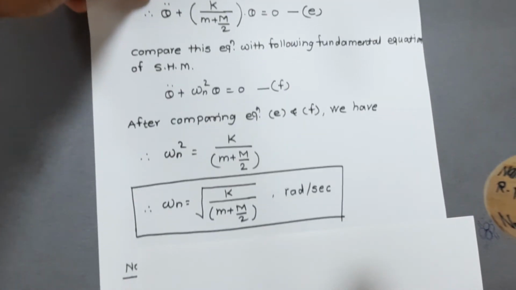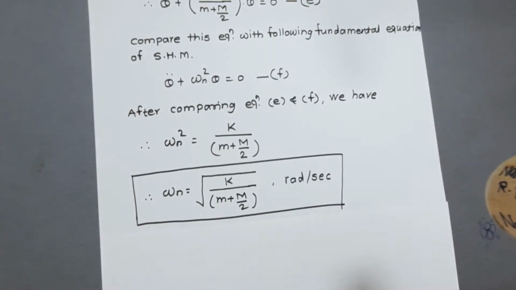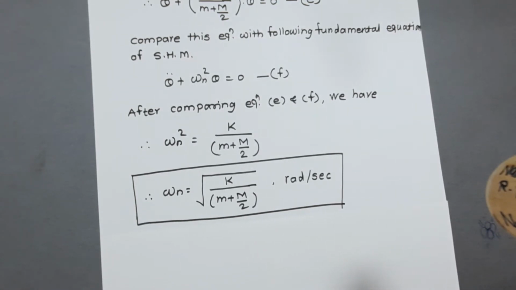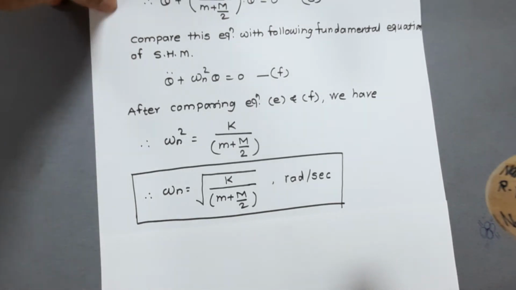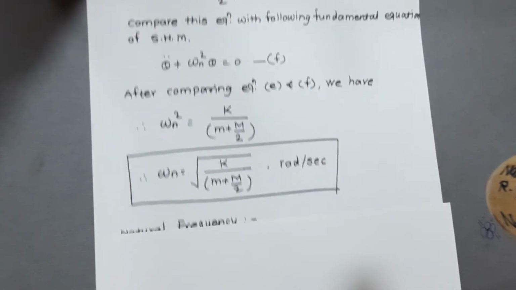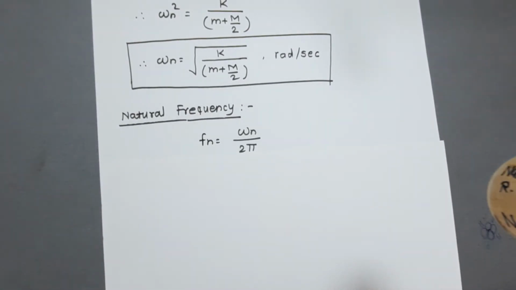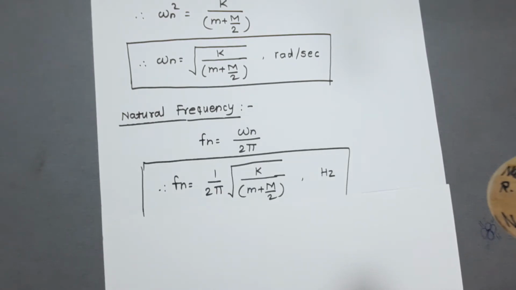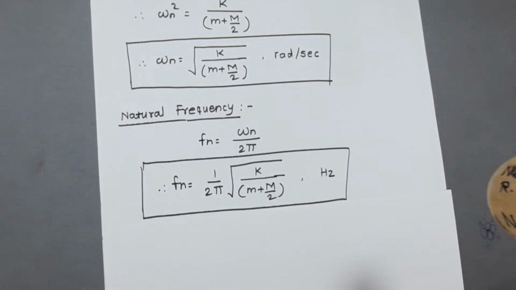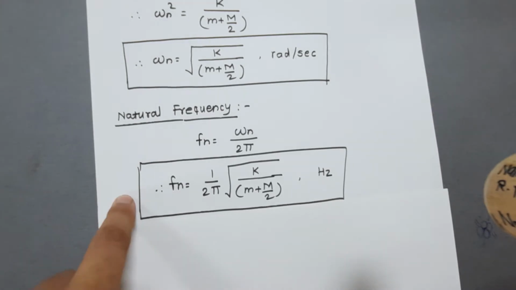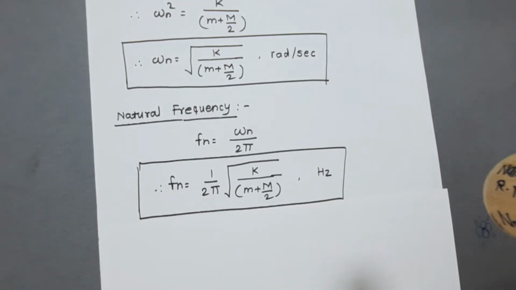So this is the equation of circular natural frequency, and hence the circular natural frequency can be calculated as omega n is equal to the square root of k divided by small m plus capital M by 2, and the unit is radian per second. Now that we have the circular natural frequency equation, we have to calculate the natural frequency equation. The natural frequency is Fn is equal to omega n upon 2 pi, so Fn is equal to 1 upon 2 pi, putting the value of omega n as the square root of k divided by small m plus capital M by 2. This is our natural frequency equation in hertz for this given system.